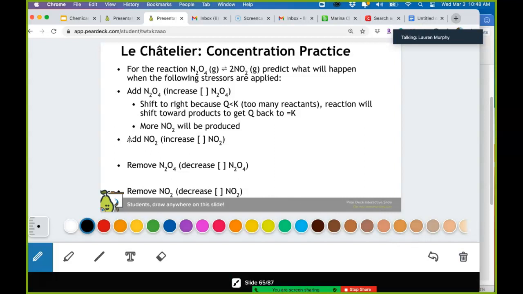What if I remove N2O4? What if I take this away? Well, now I don't have enough of it, right? So what am I going to want to do? I'm going to shift back over here to get some of it back. So this guy is going to have to decrease in concentration to allow me to make more of this.